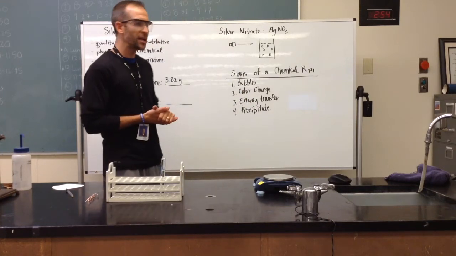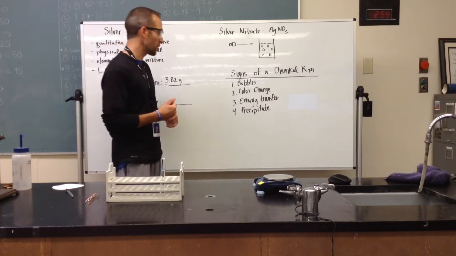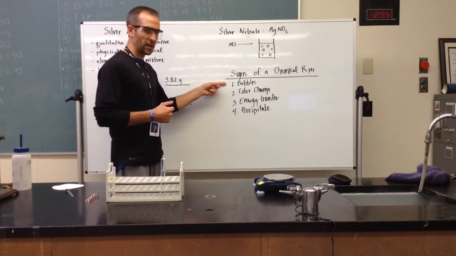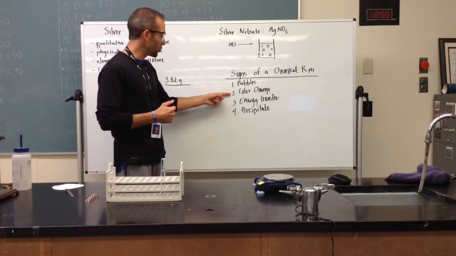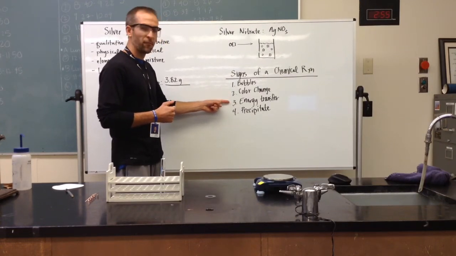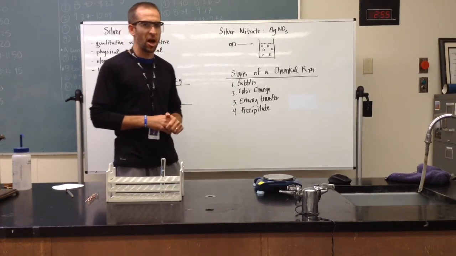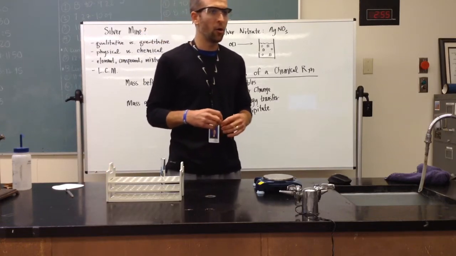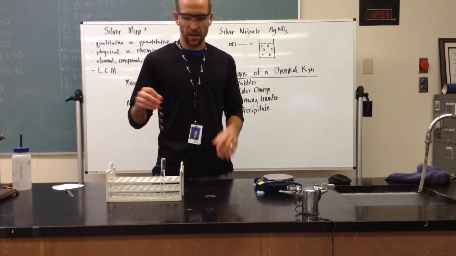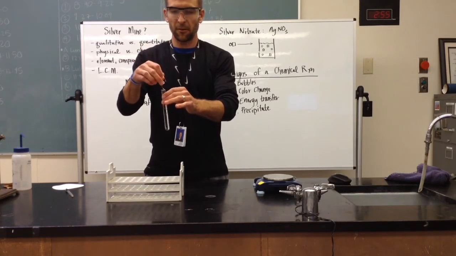Remember, when we are looking at chemical reactions, there are 4 signs that a chemical reaction has occurred. The first is the production of a gas, which we would see as bubbles. The second would be a color change. The third would be some form of energy transfer. And the fourth one is the formation of a precipitate. So we're going to be watching to see if any of those occur when we place the copper wire into our test tube. So I'm going to go and place it in there now.